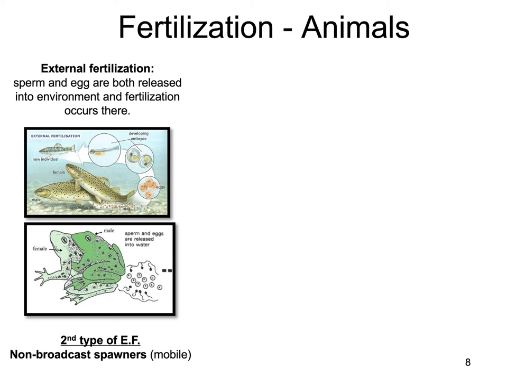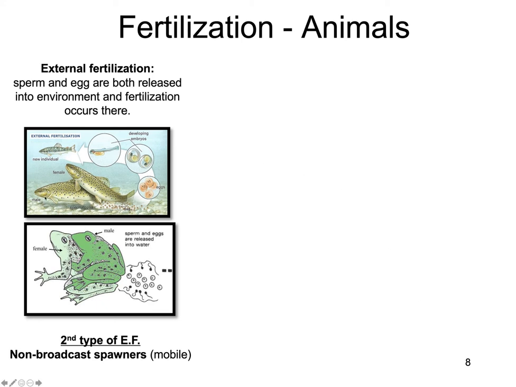So the next type of fertilization I want to talk about is a different type of external fertilization that's called non-broadcast spawners, okay? So once again, with external fertilization, you have the sperm and egg both released into the environment, and fertilization occurs in the environment. But with non-broadcast spawners, basically they'll find each other and they'll release their egg and sperm at the same time right on top of each other, okay? And so we see this in frogs, we see this in fish.